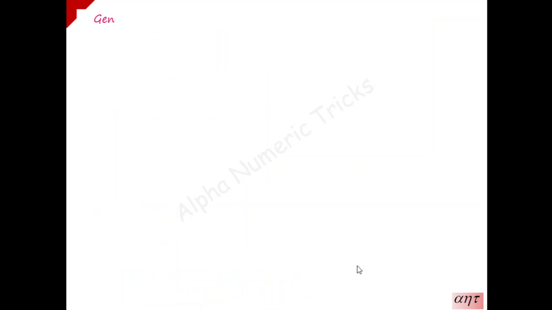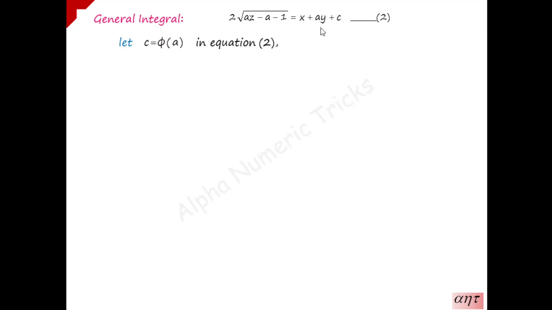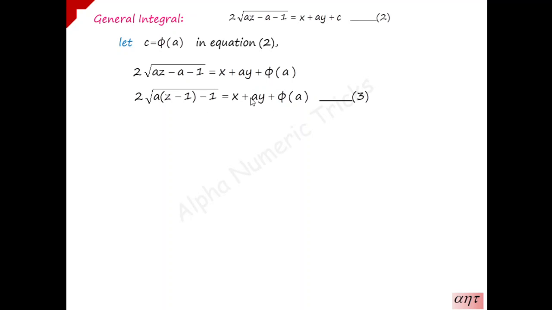Now we have to find the general integral for this. The general integral is obtained from the complete integral. We have to substitute c is equal to phi of a in equation 2. This is our equation 2. Here we substitute c is equal to phi of a. Substituting, 2 into root of az minus a minus 1 is equal to x plus ay plus phi of a, and then you have to differentiate. Number that equation as 3. That is, 2 into root of a is taken outside, z minus 1 is equal to x plus ay plus phi of a, and we differentiate this with respect to a.